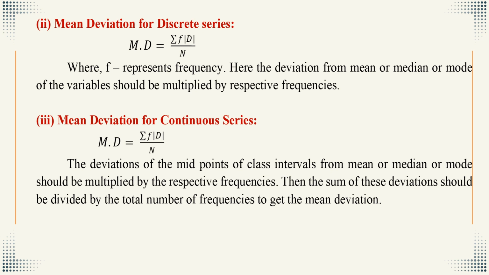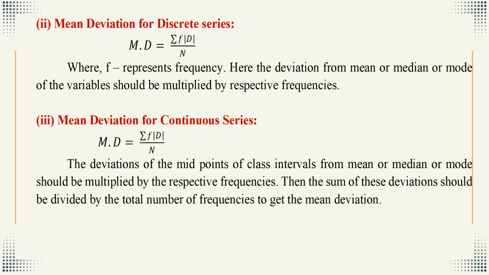Mean deviation for continuous series uses the same formula. The deviation of the midpoints of the class intervals from mean or median or mode should be multiplied by the respective frequencies. Here, instead of the value x, where x means only one value, the class interval may be 10 to 20, 20 to 30, like that.